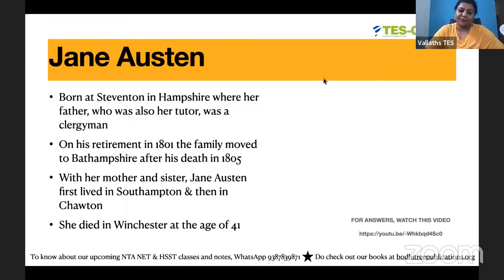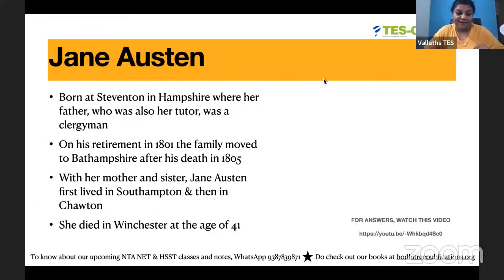Jane Austen is one. Always in NET, there will be a question or two from Jane Austen. Jane Austen has written many important novels. They might ask you from the minor novels also.